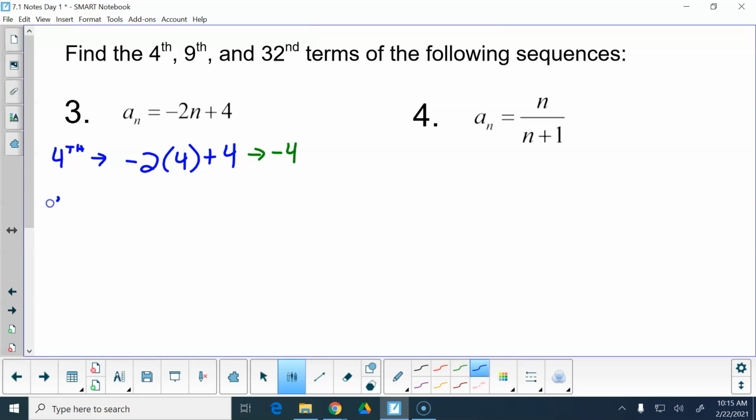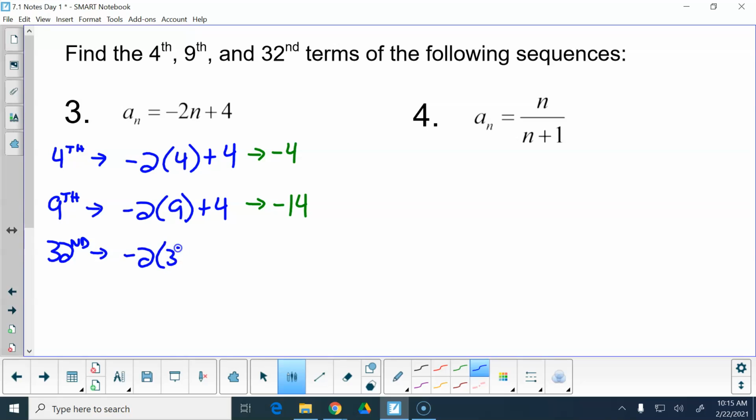To find the 9th term, I'm going to plug 9 into my rule. -18 plus 4 is -14. And to find the 32nd term, I'm going to plug in 32. -2 times 32 is -64, plus 4 is -60.